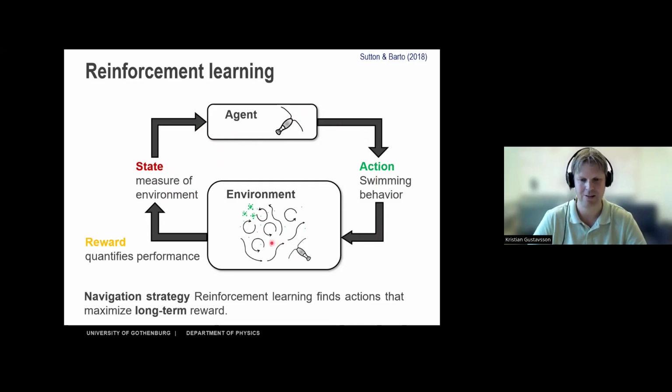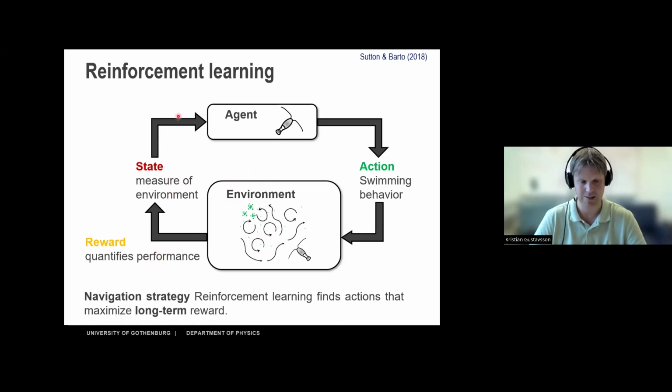And then it interacts with the environment, and after this interaction, we give it a reward. Depending on how it performs in the environment, we can get a positive or negative reward. And this reward is used to update a policy. So that is a policy of how we should change the action given the state.